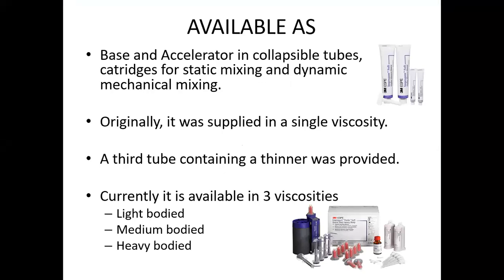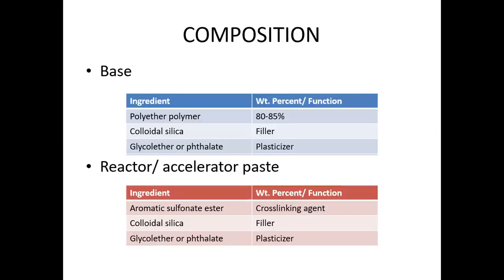This material is available as base and accelerator in collapsible tubes, or in cartridges for static mixing and dynamic mechanical mixing. Originally, it was supplied in a single viscosity. Now, a third tube containing a thinner is also provided along with it. Currently, it is available in three viscosities: light body, medium body, and heavy body.